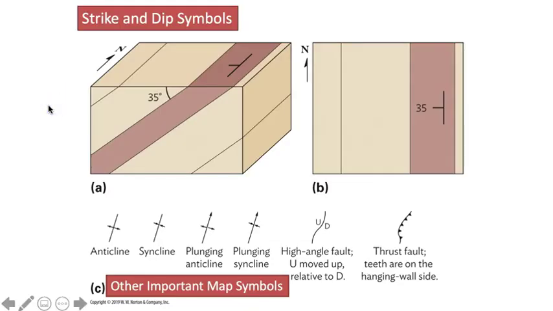This illustration shows a block diagram, A, and the same geologic structure in map view, B. On B, a strike and dip symbol indicates the strike of the strata, which is north-south or 000 azimuth. The dip of the strata is to the west, or 270 azimuth, and is tilted 35 degrees from horizontal. Below the block diagram are common symbols used on geologic maps to indicate structural features.